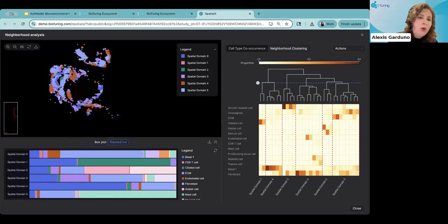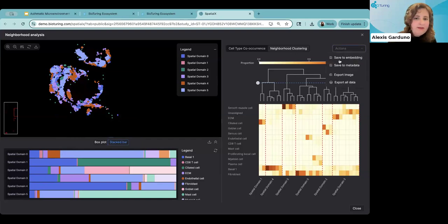So again, that's quite important, especially if you're subclustering only a specific treatment site, so specific samples that were treated with a specific agent, and you want to look at the spatial domains and how these different neighborhood cells are clustering within that domain. So again, this is another type of analysis that you can perform.